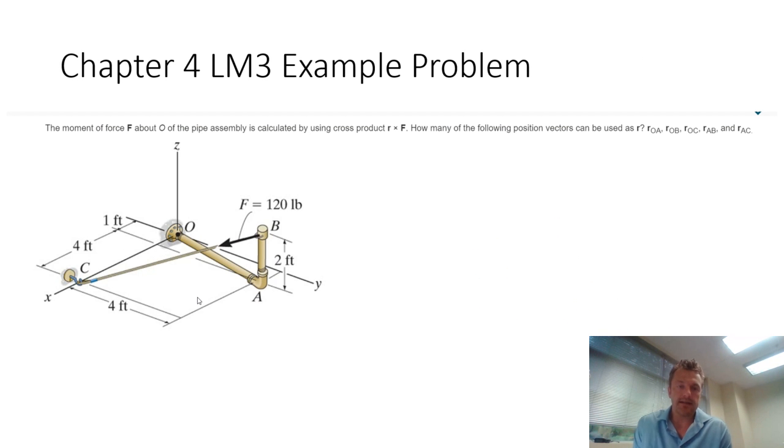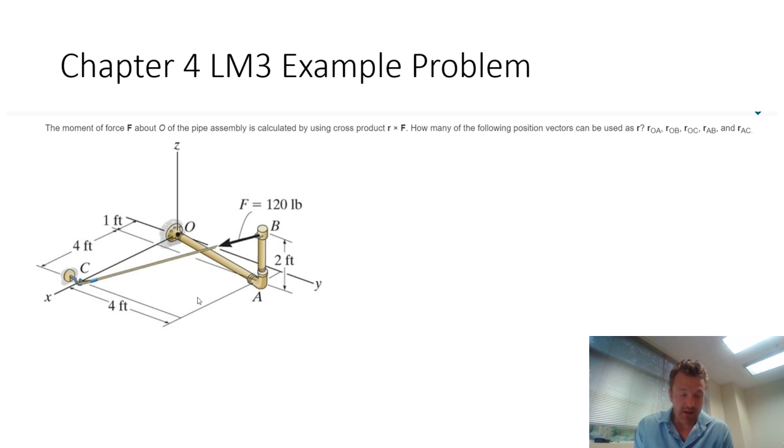So as just an example to emphasize the concepts that I just spoke of, here we have a pipe assembly. It has a force that's exerted on it at point B by that cable connected from point B on the pipe assembly to C at some support structure on the wall. And we're asked basically which of these 5 position vectors that are presented could be used to compute the moment of that force about point O.